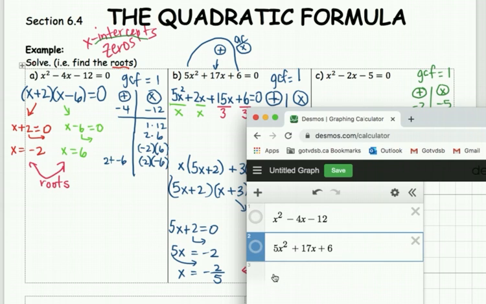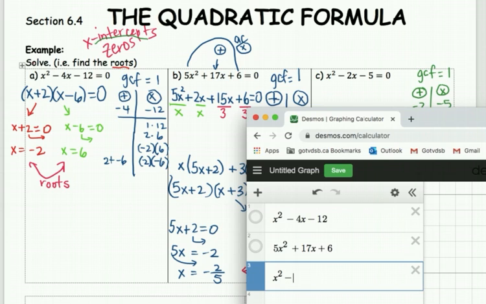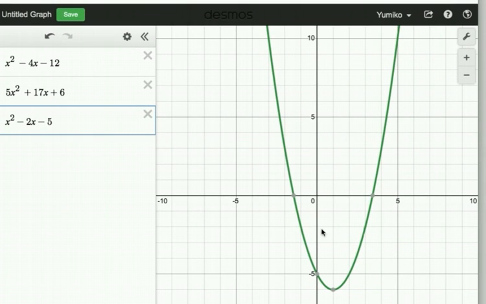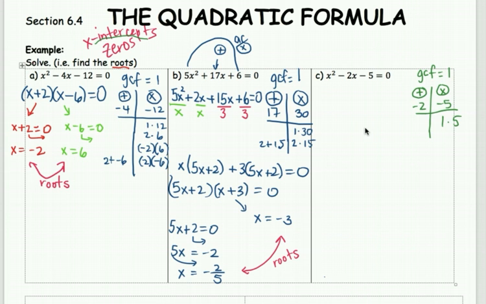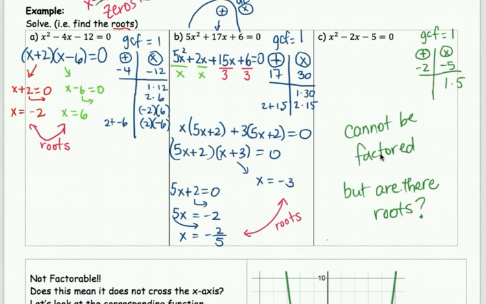Okay, I'll turn this one off. So x squared minus 2x minus 5. Now when we graph it, oh look, we do have x-intercepts. What are they? It's like -1.449 and 3.449, okay? So we do have x-intercepts, but with the method that you know how to use right now, this isn't working. With this method, it couldn't be factored, so that's what we always wrote, "cannot be factored," but it doesn't necessarily mean that we can't solve it and find the roots.